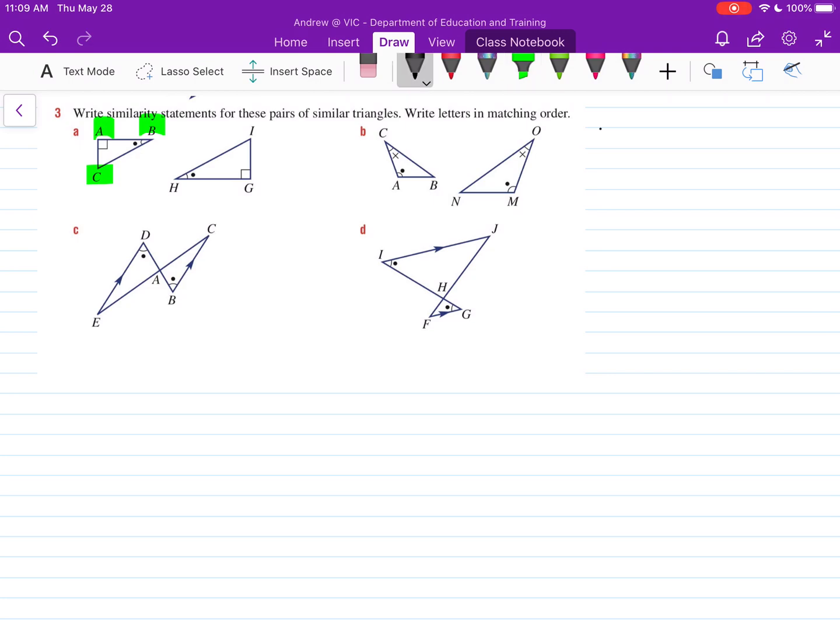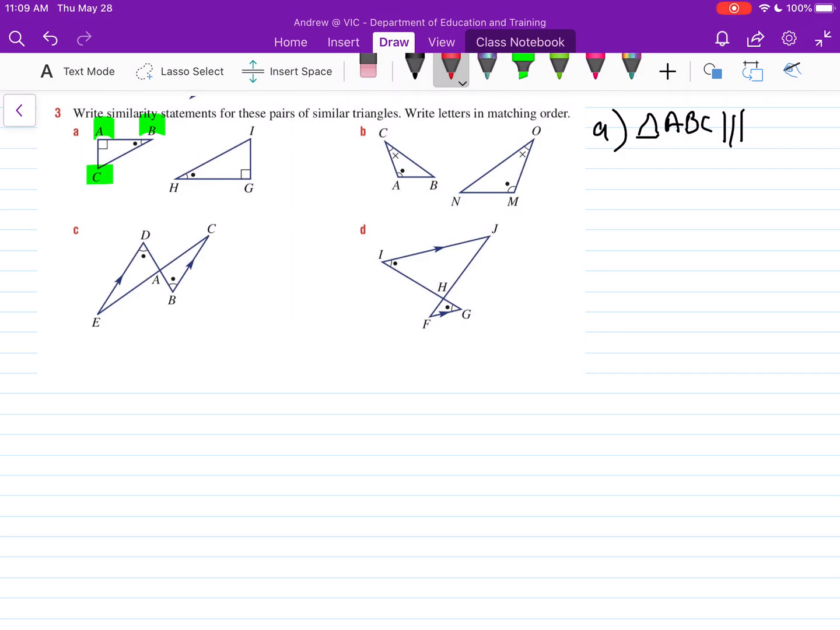So for question A, we've got triangle ABC, and the trick is to actually write them in the same order. So we write our similar, I should put a triangle out the front of there, sorry. So we've got triangle ABC, and this is similar. We need to write them in the same order. So what I'm going to do here is match up our angles.